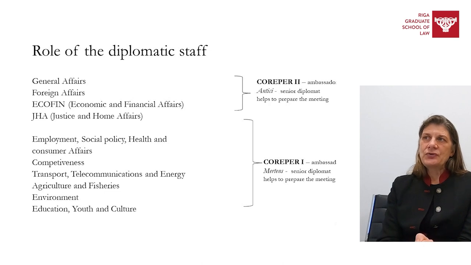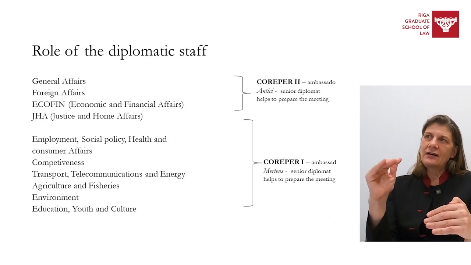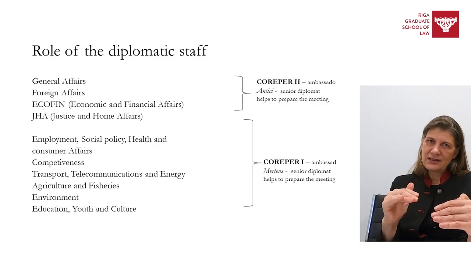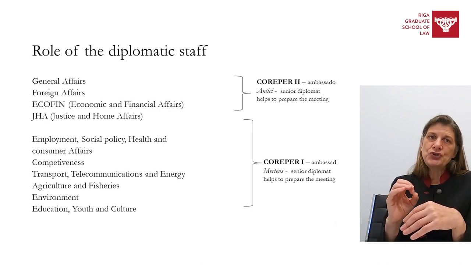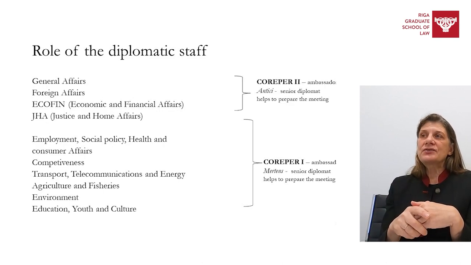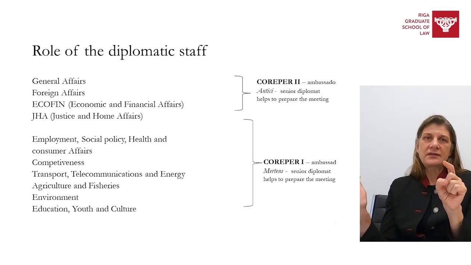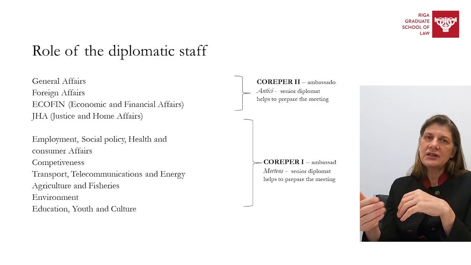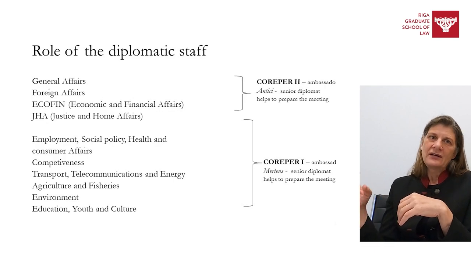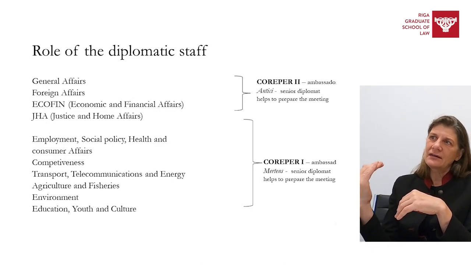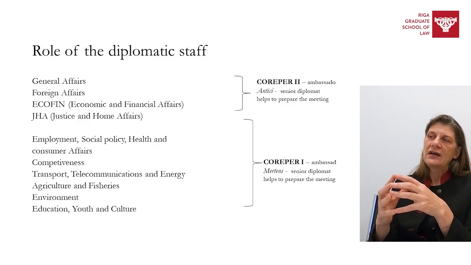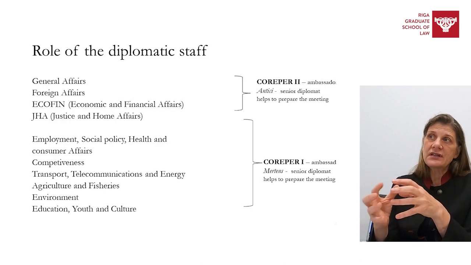Now let's go back to the different levels of participation in the council work and speak a bit about diplomatic staff. And here we have not only one ambassador, but even two ambassadors. They are assigned different policy fields. We have the Coreper II ambassador, supported by a senior diplomat, and the name of the group supporting the Coreper II ambassador is Antici, actually following the family name of one of the first diplomats who made this first format of interaction supporting Coreper ambassadors.